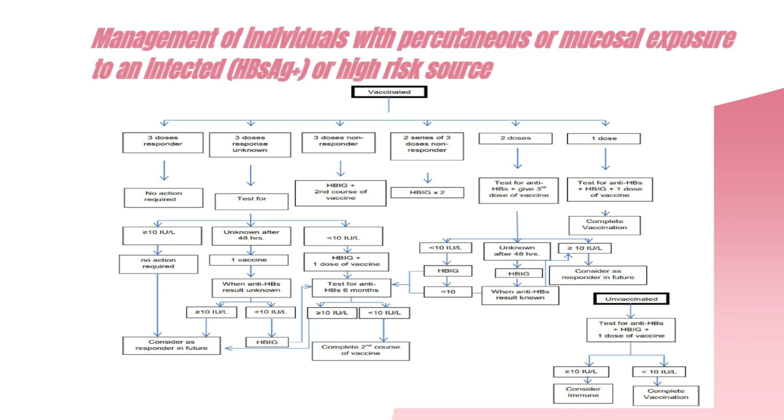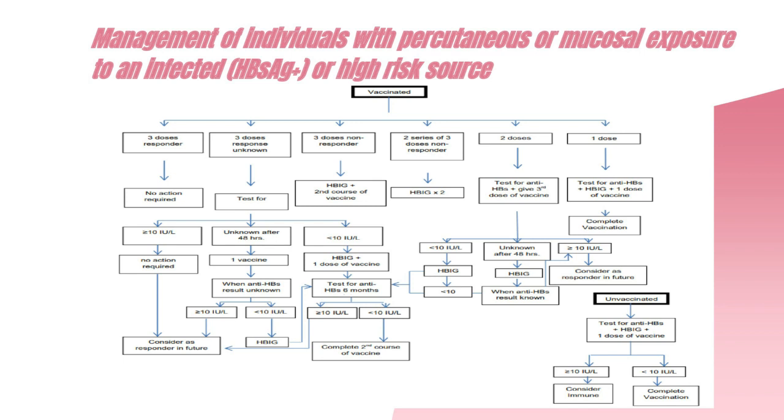So the chart says, if the exposed person is immunized with documented immunity to HBV at any time or is documented as immune from previous natural infection, no further action is required. If the person is a known non-responder to 2 courses of HBV vaccine, administer HBIG and repeat it in 1 month. If the exposed is a non-responder to 1 course of HBV vaccine, administer HBIG and a 2nd course of vaccine, which equals 3 doses.